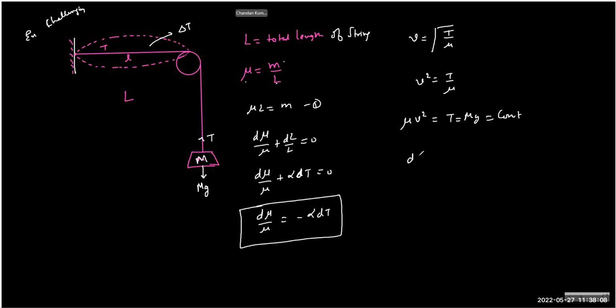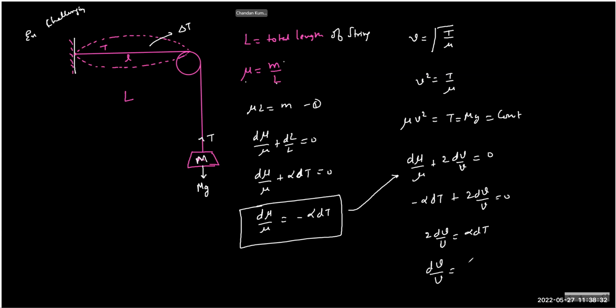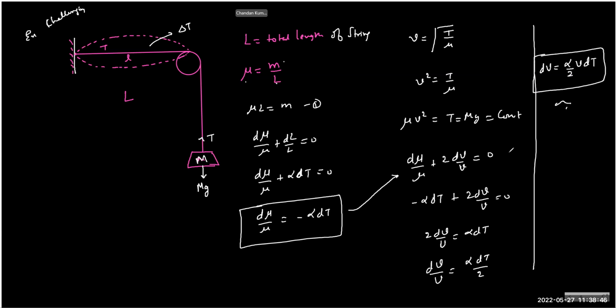So if I differentiate now, fractional differentiation, d mu by mu plus twice dv by v is 0. But we just realized that d mu by mu is minus alpha dT. So you can see twice dv by v equals alpha dT. So the fractional change in velocity is how much? So change in speed will be the initial speed and this relation. Understood.